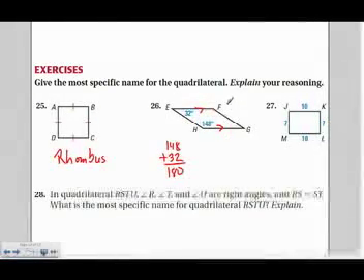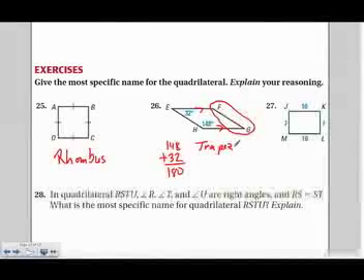But it doesn't tell us anything about this. It looks like a parallelogram, but we don't know anything about those two angles. It could be all kinds of different values. So we don't know if it's a parallelogram. All that we know is that it's a trapezoid, because a trapezoid has one pair of parallel lines. Here, opposite sides are congruent, but it doesn't tell you these are 90. So all we know is that this is a parallelogram.